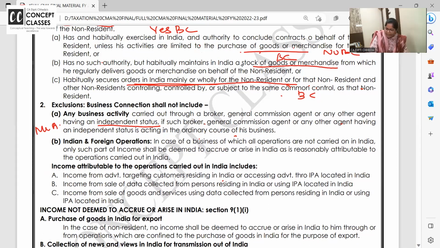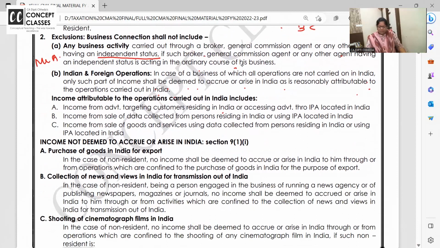Next, in case of a business of which all operations are not carried out in India, only such part of income shall be deemed to accrue or arise in India as is reasonably attributable to the operations carried out in India. Even if the non-resident is operating through India, he has a business connection in India, and that much income is taxable. He himself is an NRI, sitting in his country, Switzerland, and has done some transaction with another person in Canada. Does he have to pay the tax in India? No.